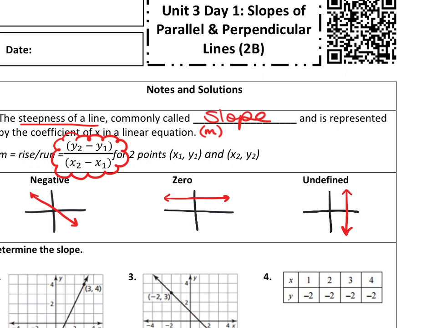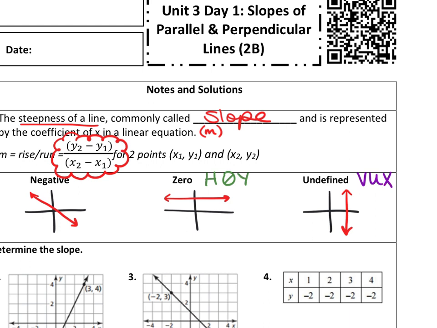If you also remember back to Algebra 1, you probably used this acronym to talk about 0 and undefined. You may have talked about HOY and VUX. Do those words sound familiar to you? HOY stands for horizontal lines, flat lines, have 0 slope and their equations are y equals. They touch the y-axis. VUX lines, they're vertical, they have an undefined slope, and they touch the x-axis. Their equations start with x equals.